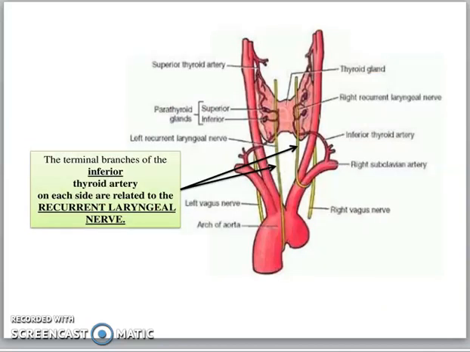Now, the terminal branches of the inferior thyroid artery on each side are related to the recurrent laryngeal nerve. You can see from this. Closely related. So care should be taken.